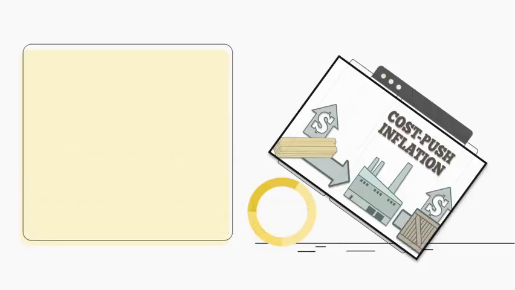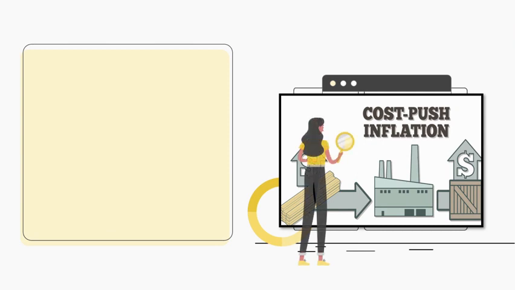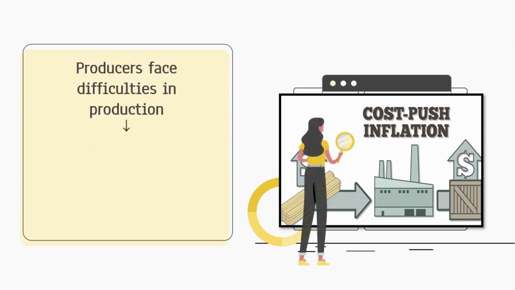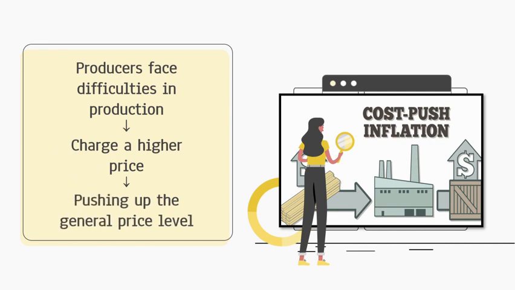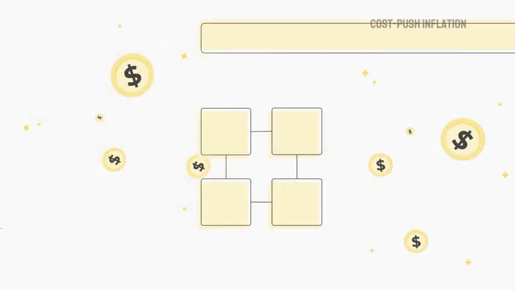When producers face difficulties in production, their most obvious response is to charge a higher price for their product in the market, thereby pushing up the general price level. Now, as we mentioned before, a producer's decision at one end of the market percolates to the other end through various economic channels. Let's look at a hypothetical example to see how this happens.